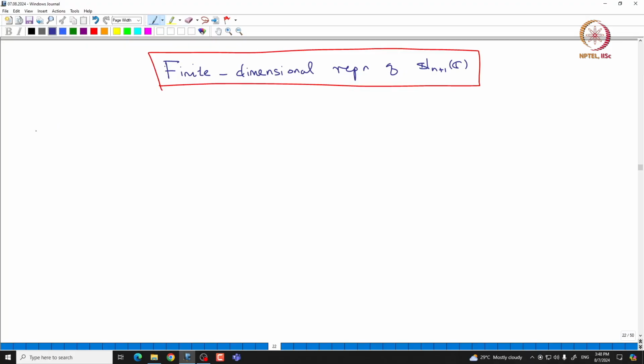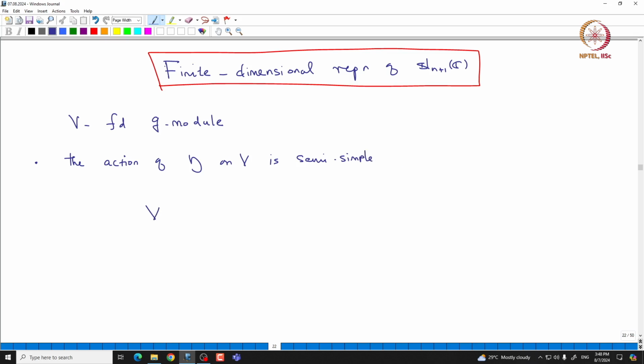For that purpose we have developed this weight theory. We will continue with that and understand more about the weights of a given finite dimensional representation. So, let us start with V being a finite dimensional representation of G, a finite dimensional G-module. We have already seen that the action of H on V is semi-simple.